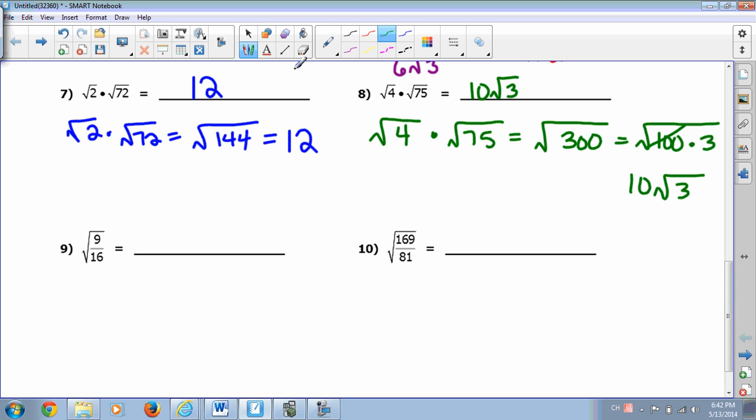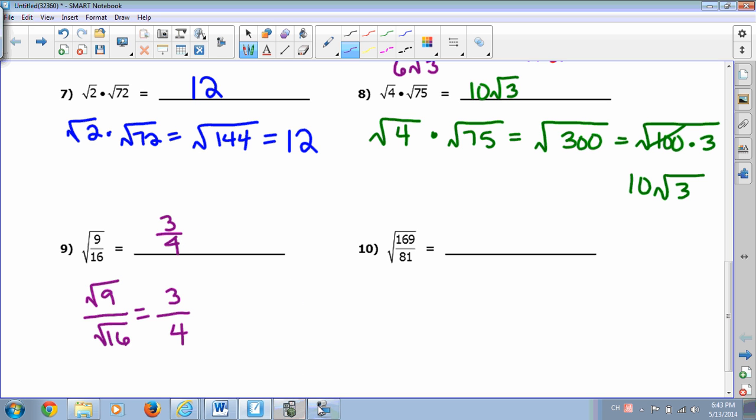Okay, this brings us to our last two problems, number 9 and 10, which are very simple problems. You're taking the square root of a fraction. But what's nice about these fractions is that the numerator and the denominator in this case are both perfect squares. So the square root of 9/16 is the same thing as taking the square root of 9 over the square root of 16. So we're just making the radical on both the top and the bottom. Well, the square root of 9 is just 3, and the square root of 16 is 4. So the square root of 9/16 is 3/4.